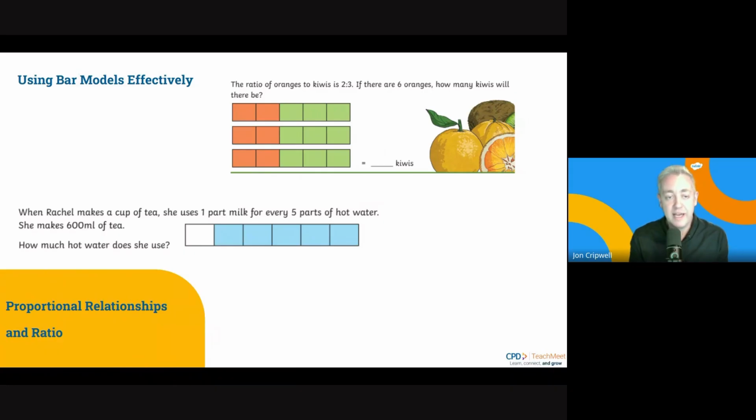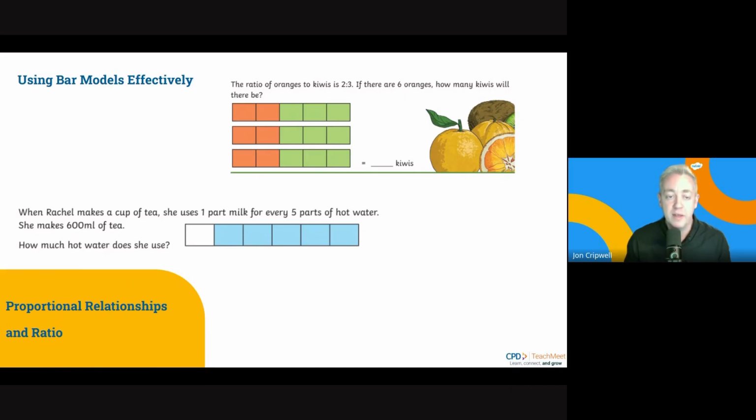Again, the use of colour here is really important. Can't emphasise that enough, that colour can unlock children's understanding of what's actually happening with these abstract bar models. So here, ratio of oranges to kiwis is 2 to 3. If there are 6 oranges, how many kiwis will there be? Well, we know that in each group there are 2 oranges for every 3 kiwis. That's the bit that we need to teach, that we need to understand what this 2 to 3 means. And I can represent that with a bar. I could start with 1 bar and say, okay, we've got 1 group here of oranges and kiwis. For every 2 oranges, there are 3 kiwis.